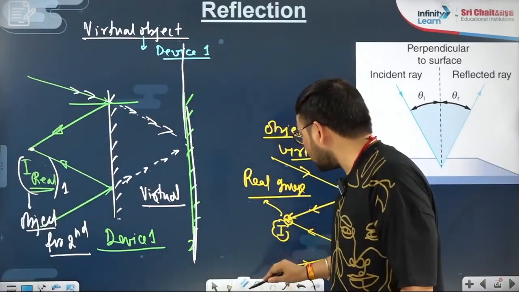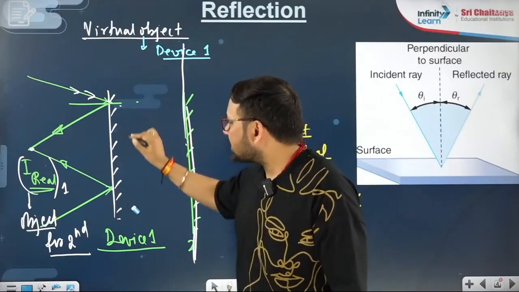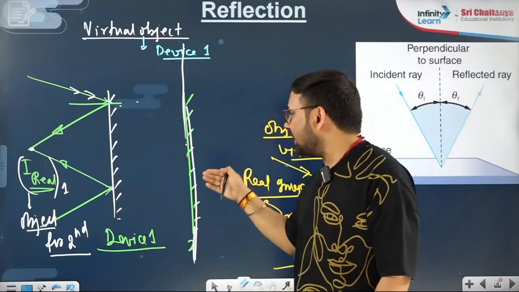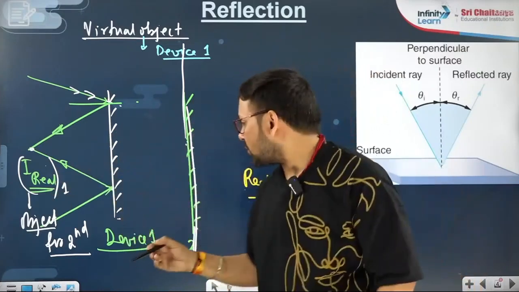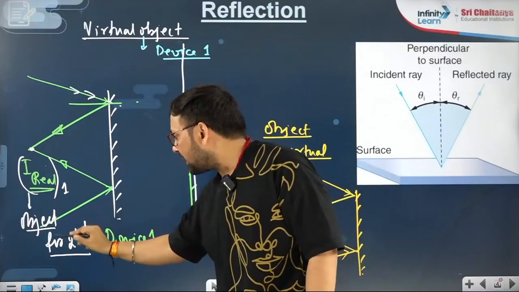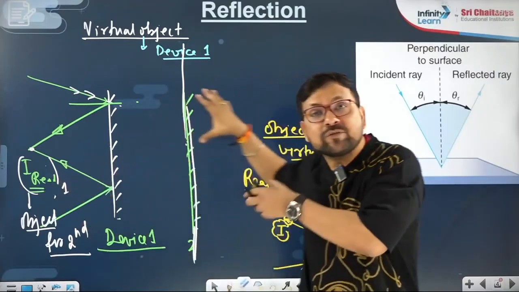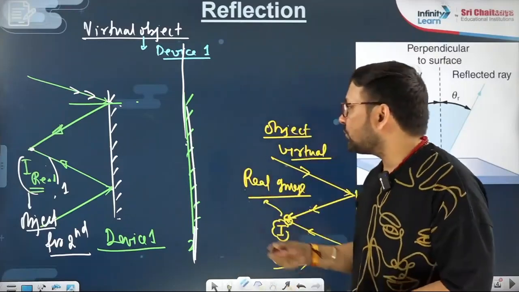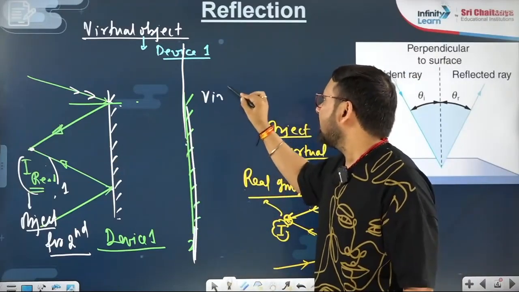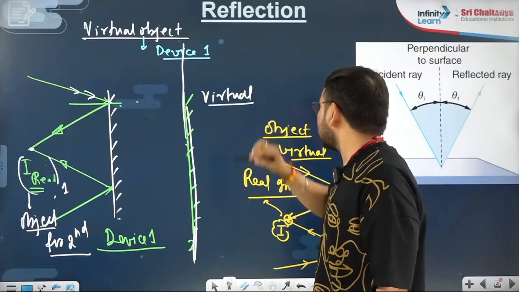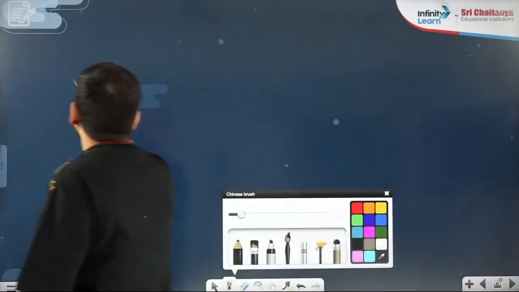If you're not getting this, try to get it in a very simple line manner. If for the first device the image is real, then for the second device, that real image will form a virtual image. This is the object for the second, and that object is real, so its image formed will be virtual. So for the first, what image is formed? Real. For the second, what image will form? Virtual. If there is confusion, let me write this for you separately.